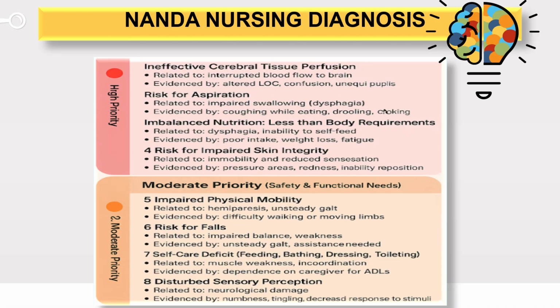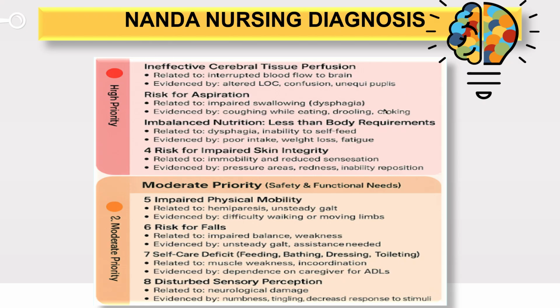Now comes the very important part, that is your NANDA nursing diagnosis for CVA. First and foremost, I have divided into three: high priority, moderate priority, and next is low priority. But when you write, you will not write like this. This is for your information. You will first start with ineffective cerebral tissue perfusion related to interrupted blood supply to the brain, evidenced by whatever clinical findings you get, subjective and objective data.